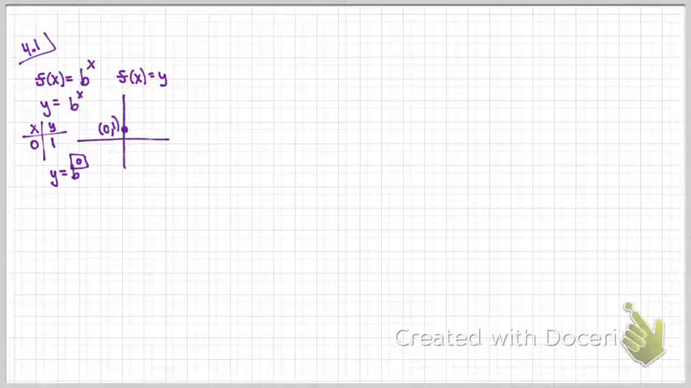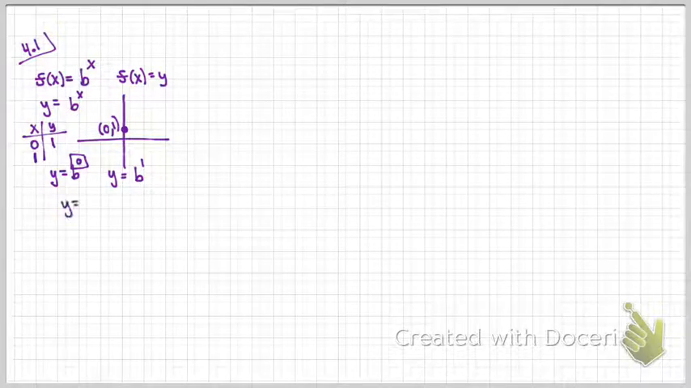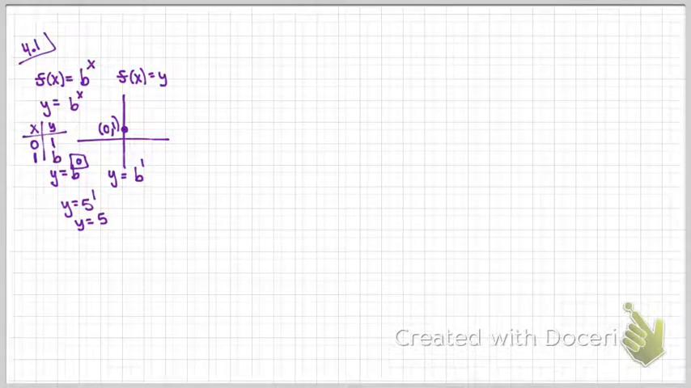Also, if you plug in the value of 1 for x, you're going to have y is equal to b to the first power. And anything to the first power is just itself. For example, if you have something like y is equal to 5 to the first, your answer is just y equals 5. So your y coordinate for the parent function will be b, and that will be placed somewhere over here. So the coordinate here will be 1, comma b.